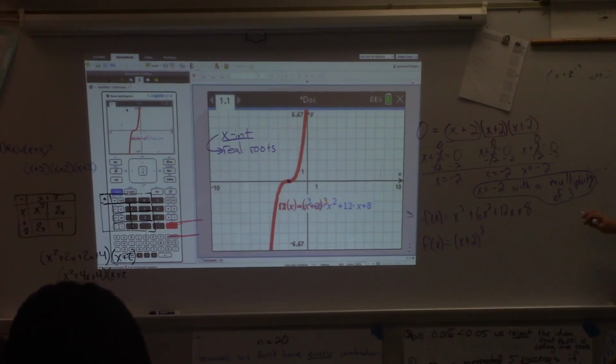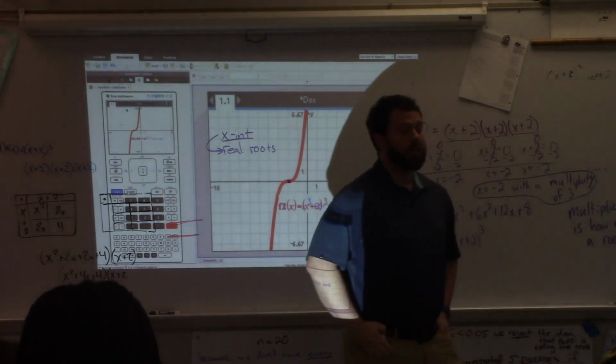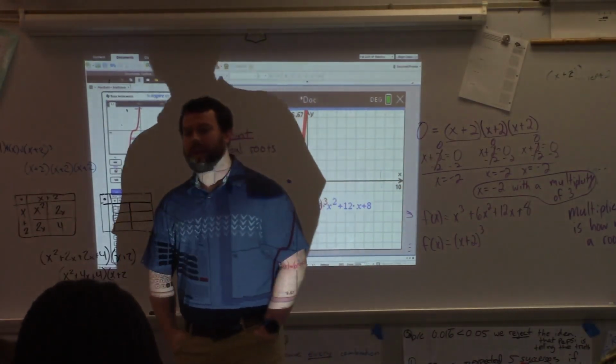So please remember, make sure you have this in your notes, the multiplicity of a root is how many times a root appears. So a lot of times people are like, oh, it's the same, so it's going to be 3. Make sure you actually work it out, solve for your roots. However many times that root appears, that's the multiplicity.